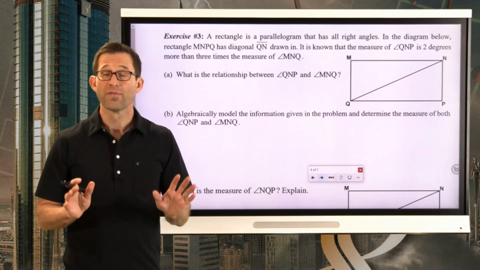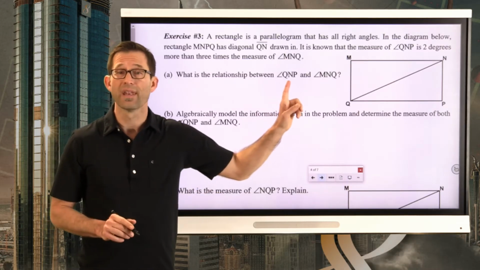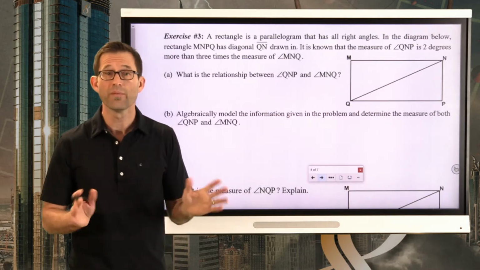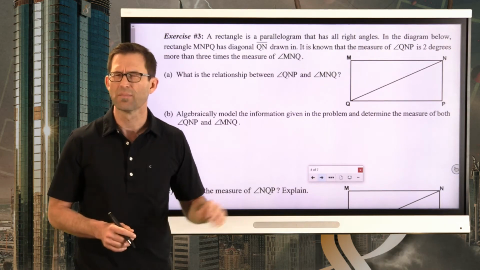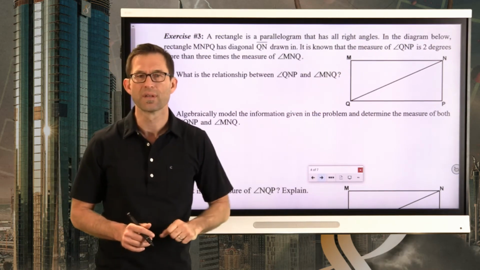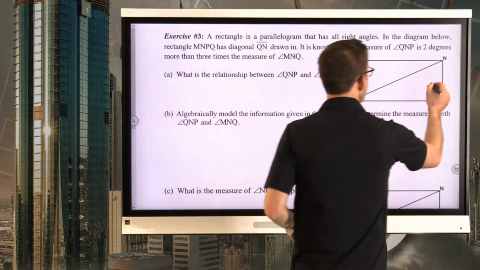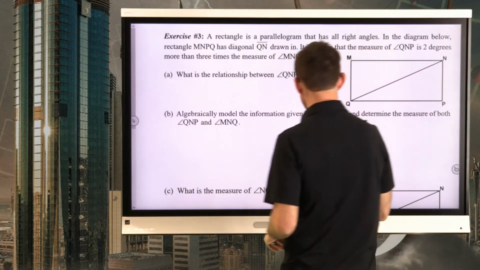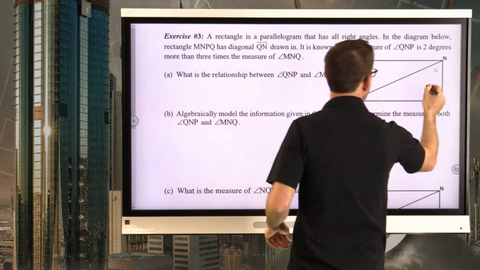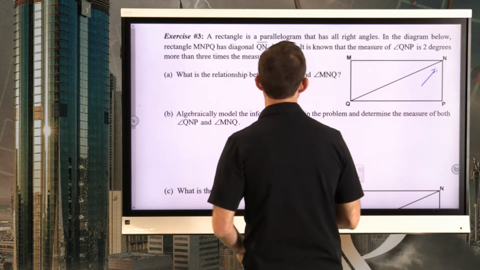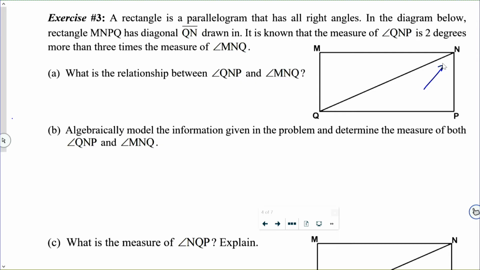All right, well, it's very important when you're dealing with angles that have a 3-letter naming system, which we've mostly been dealing with in today's lesson. There are a lot of angles in this diagram, so you need to understand where those angles are. QNP is this angle right here, and MNQ is this angle right here.